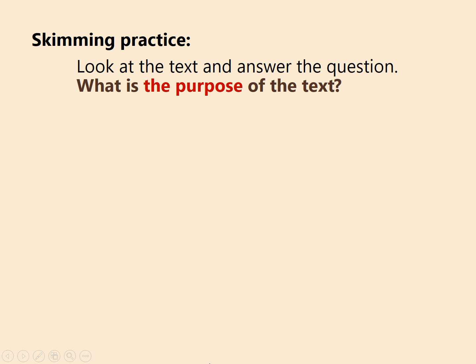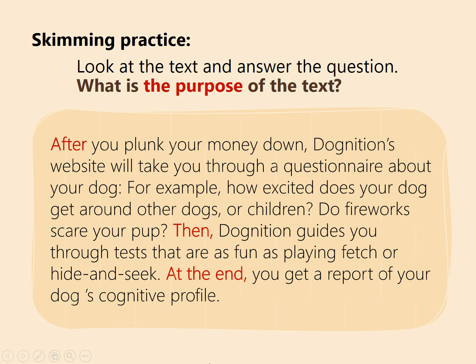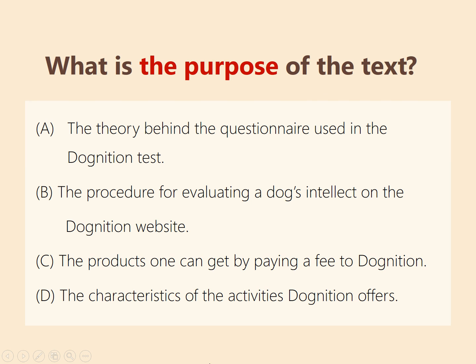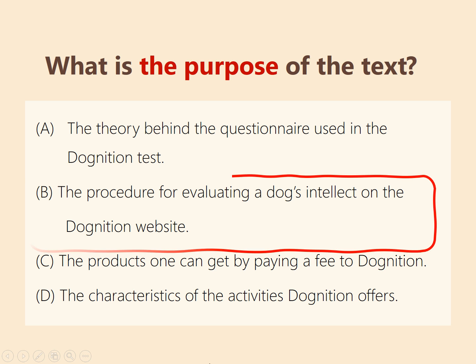As you skim through the paragraph in the previous slide, you will notice keywords like after, then, and at the end. These words indicate a sequence, an order of doing things. Remember, you don't have to go through every word. So the question, what is the purpose of this article, is best answered by B. The procedure for evaluating a dog's intellect on the Dog Nation website. Notice the word procedure.